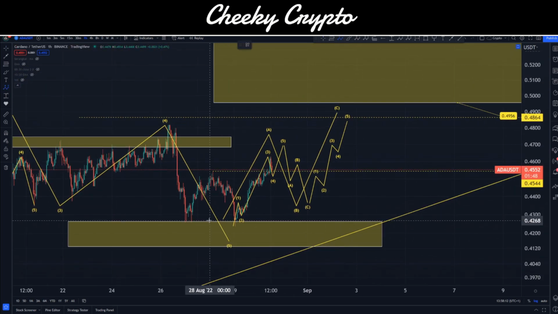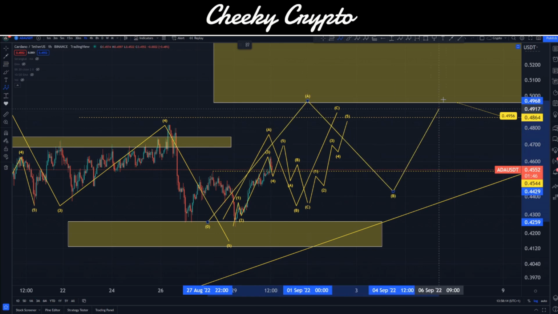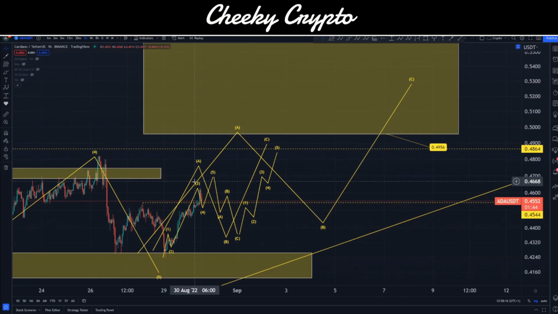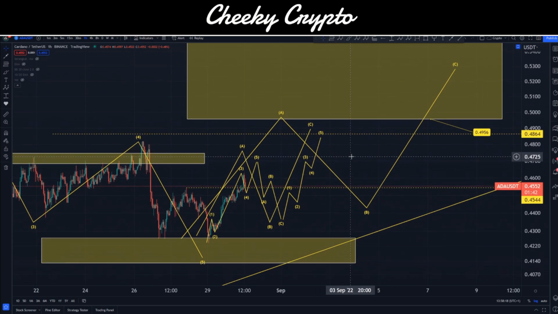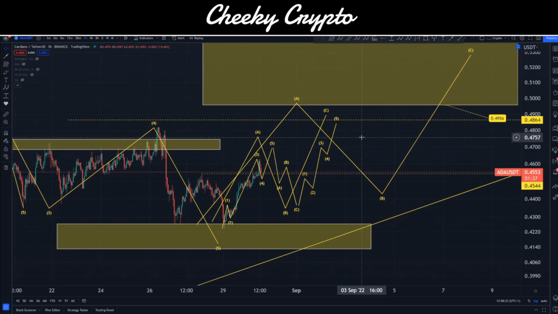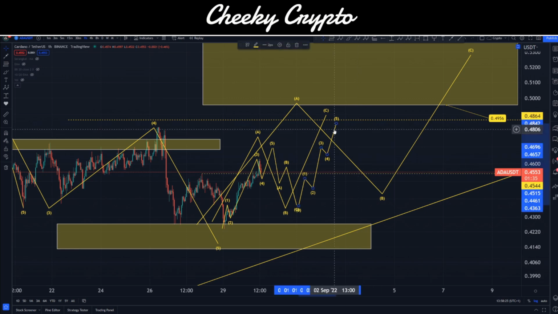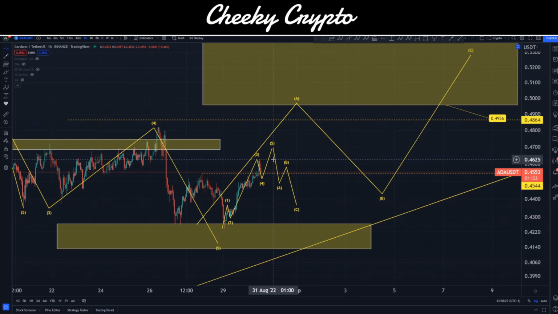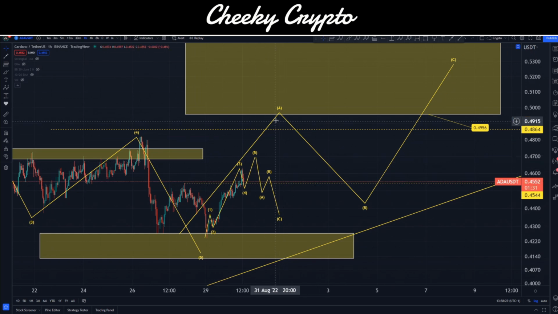So it could basically just be an A up here, then B, then C, taking us into this range. As we start to think about the structures of what might occur and how we might get up into these higher ranges, this is the first one that jumps to mind. Alternatively, the other ones that could play out would be for something very similar to this.